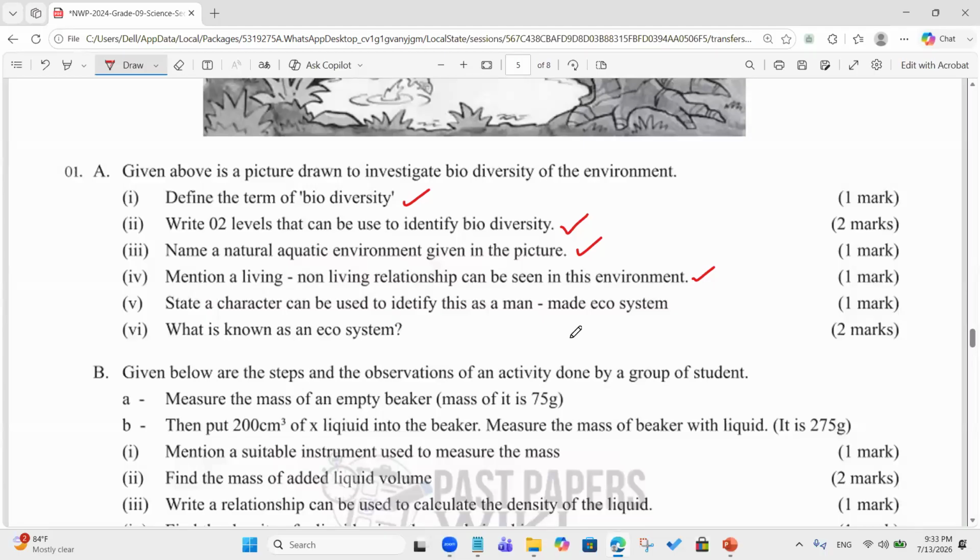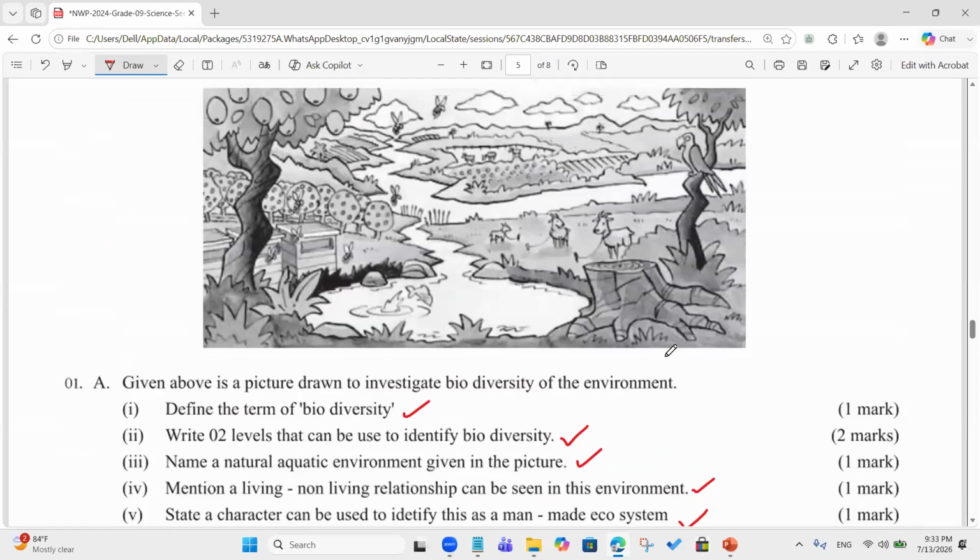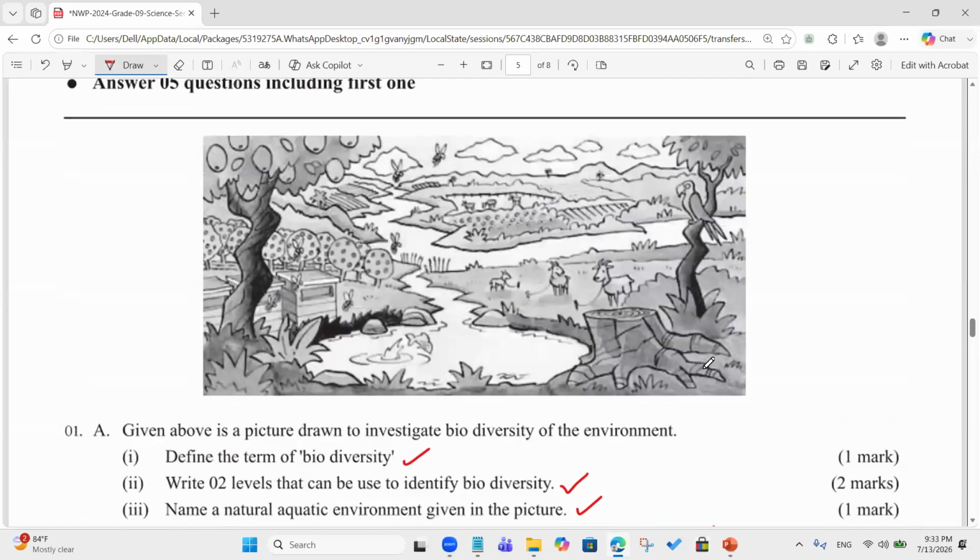State a characteristic that can be used to identify this as a man-made ecosystem. What are the evidences to say it is a man-made ecosystem? Give me one example, one clue. There are artificial bee shelters. Yes, artificial bee shelters. Okay, good. What else? That is one thing that you have noted.